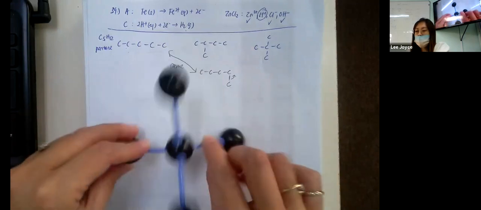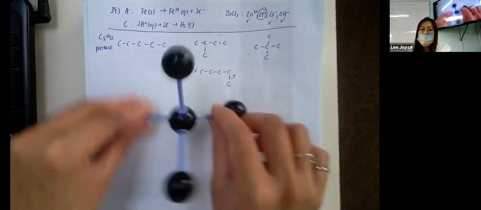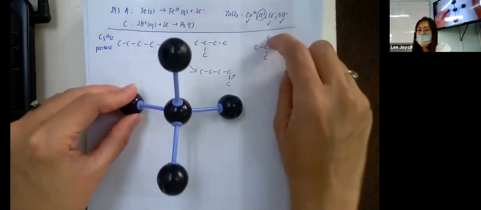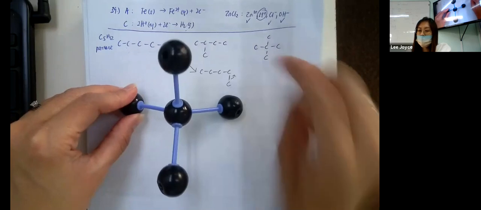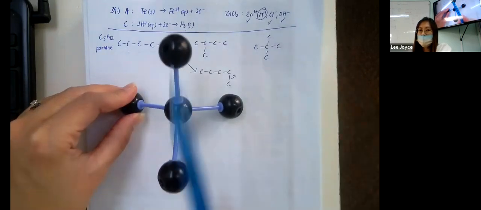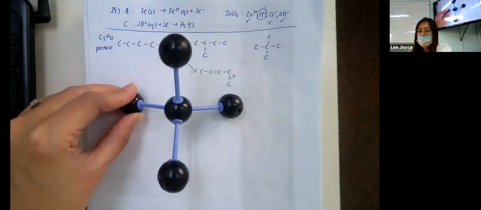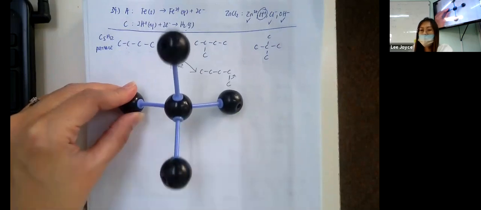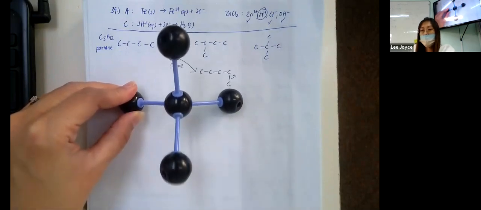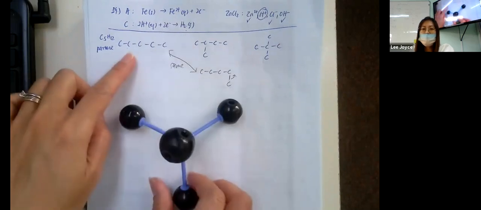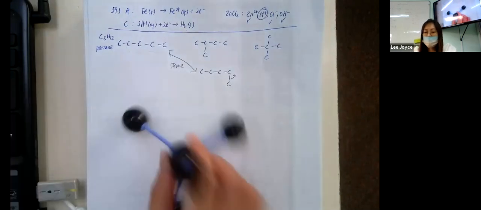Okay, so these two carbon atoms, the one at the top and the bottom, are referring to this and this. Okay, this is the straight chain. And they are totally different structures from the straight chain alkane. Any questions?